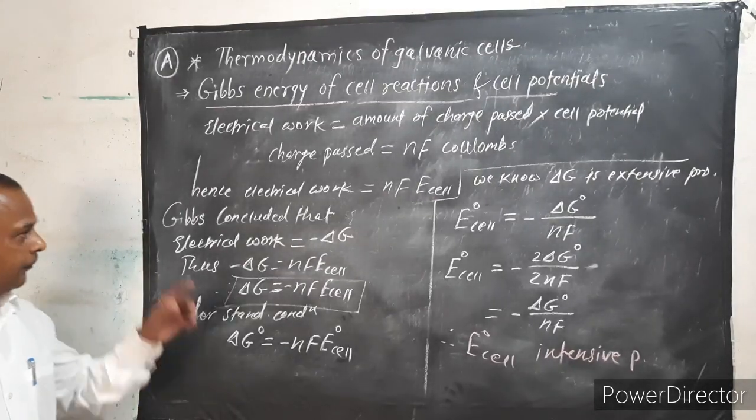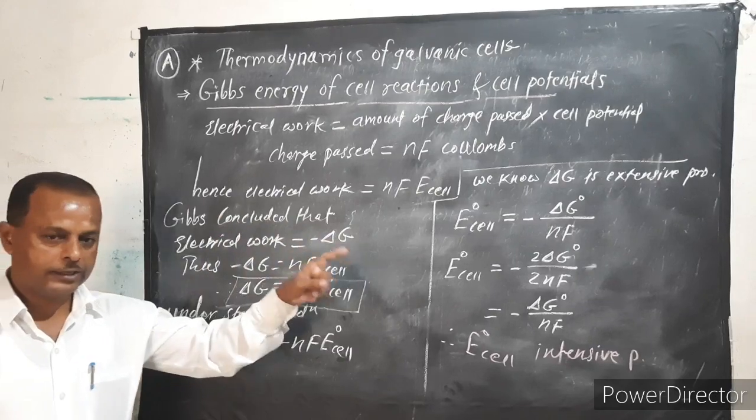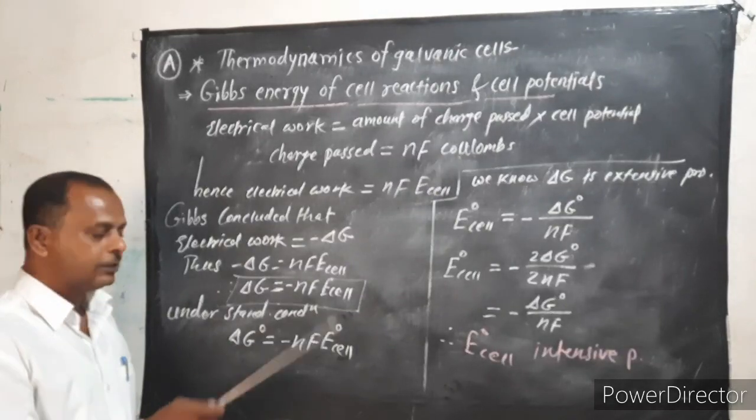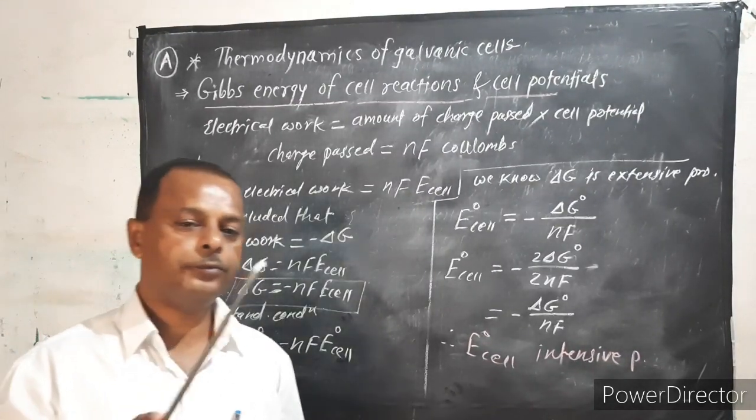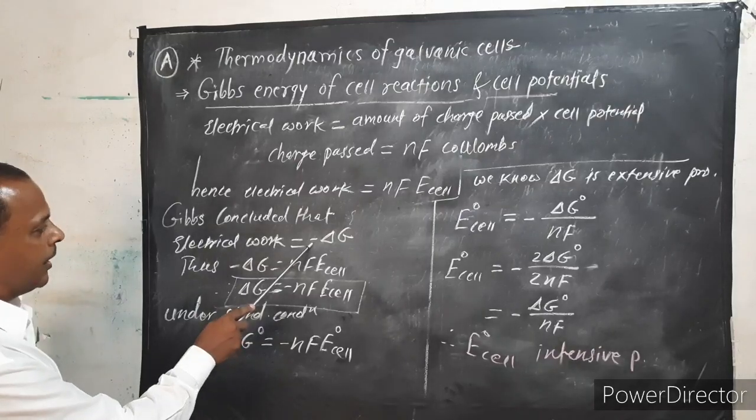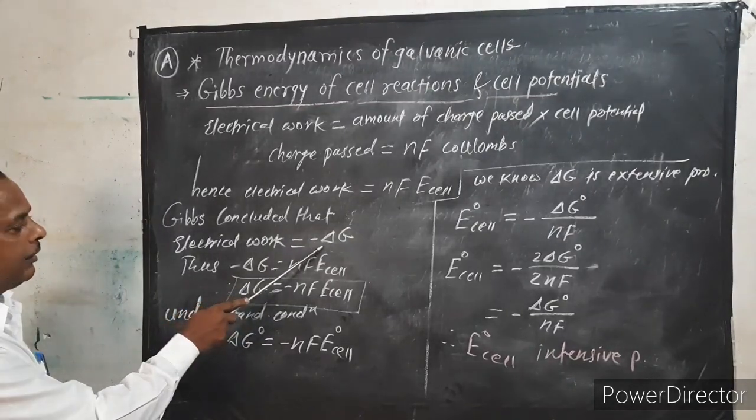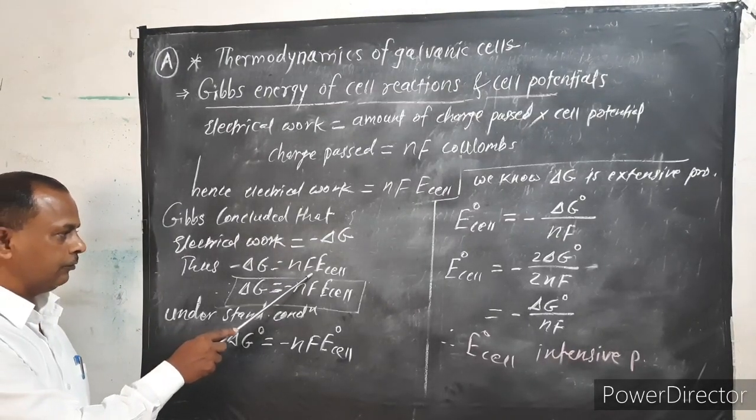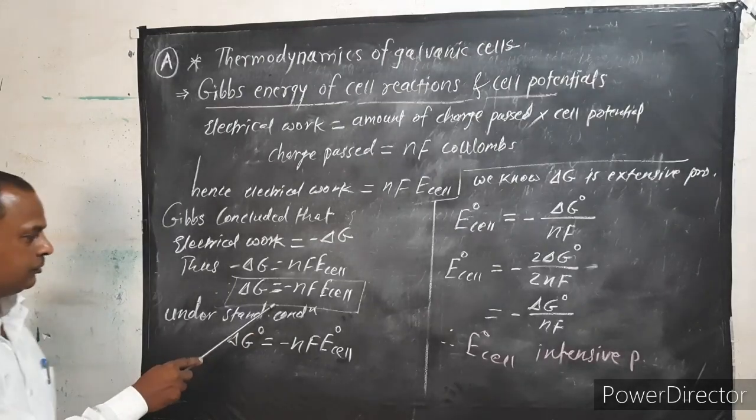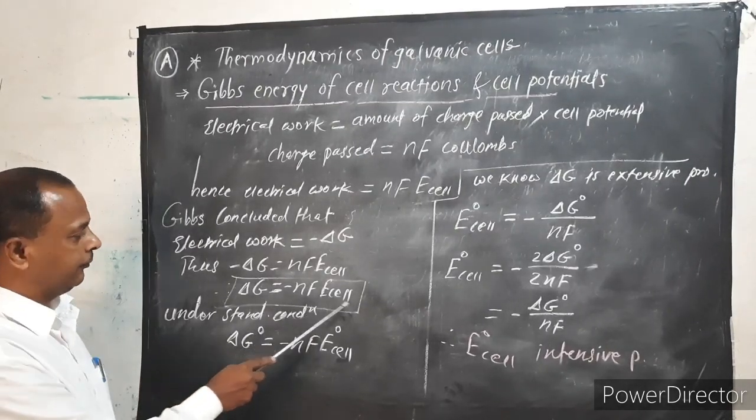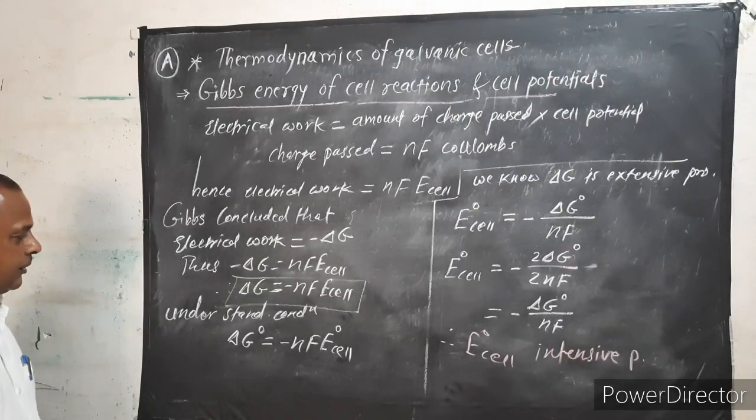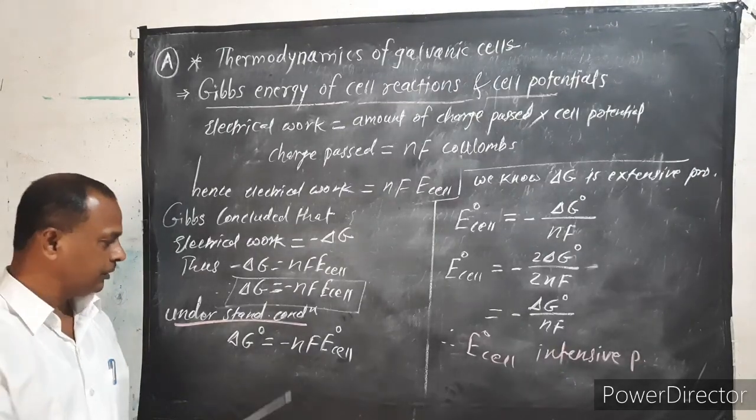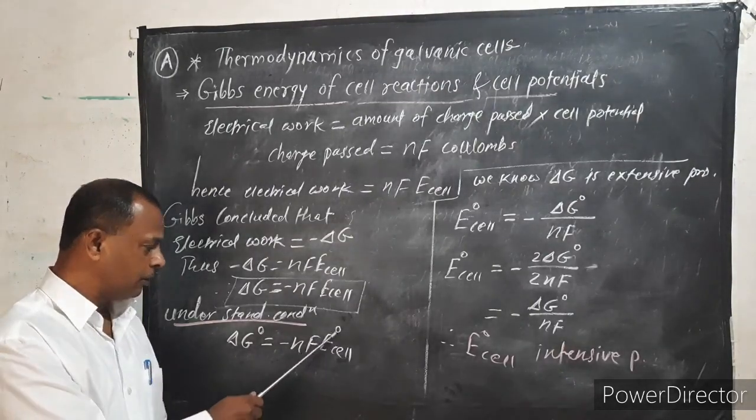Now, Gibbs introduced one term, that is delta G, and he concluded that the electrical work done by a galvanic cell is nothing but the decrease in Gibbs energy. So minus delta G, the negative sign indicates a decrease in Gibbs energy. Therefore minus delta G is equal to n into F into E cell, so delta G is equal to minus n F E cell. Under standard condition, this equation becomes delta G naught is equal to minus n F E naught cell.